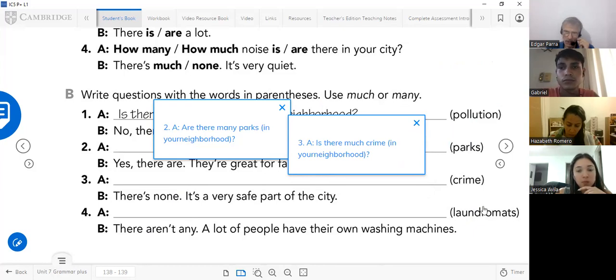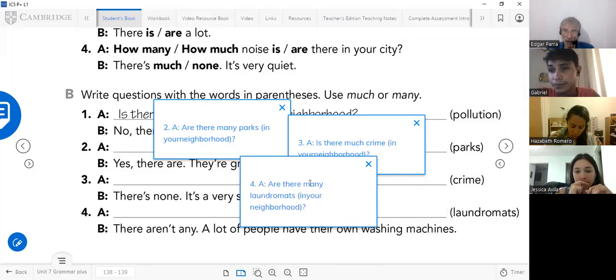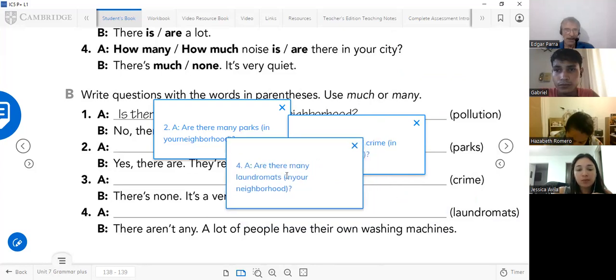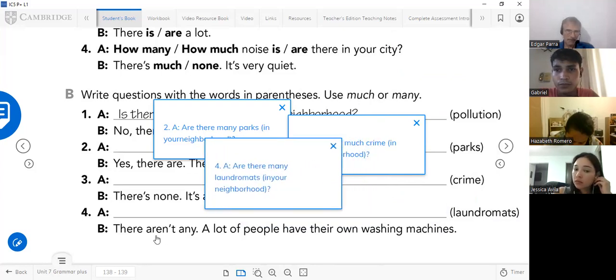Laundromats. Are there many laundromats in your neighborhood? Because this is plural, you say, are there many? Okay, good. What do you say, Gabo?